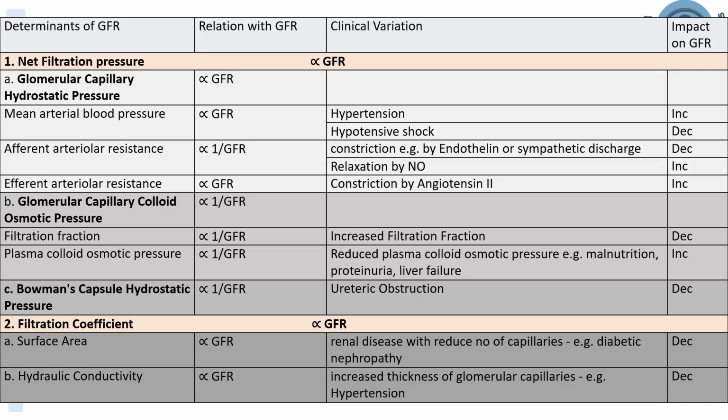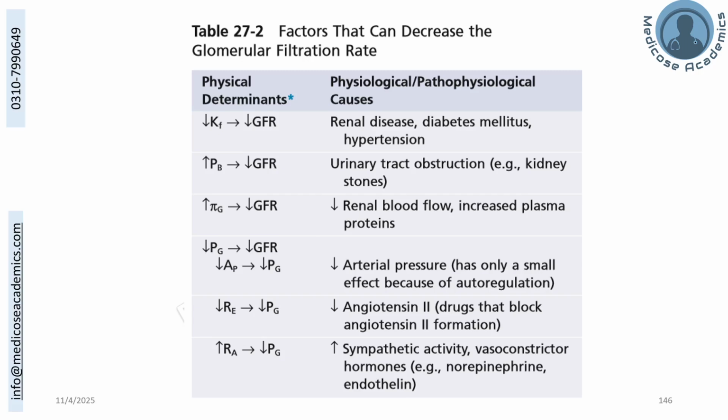This is the summary of all those factors that we have just discussed: the net filtration pressure and filtration coefficient. Inside the net filtration pressure, we saw glomerular capillary pressure, osmotic pressure, Bowman's capsule pressure, and various reasons for their variation, along with clinical examples and their impact on the GFR. This is the summary from the guidance: the impact of filtration fraction, Bowman's capsule hydrostatic pressure, capillary colloid osmotic pressure and capillary hydrostatic pressure in relation to arterial pressure, efferent and afferent arteriolar resistance. We have discussed all these points one by one previously.